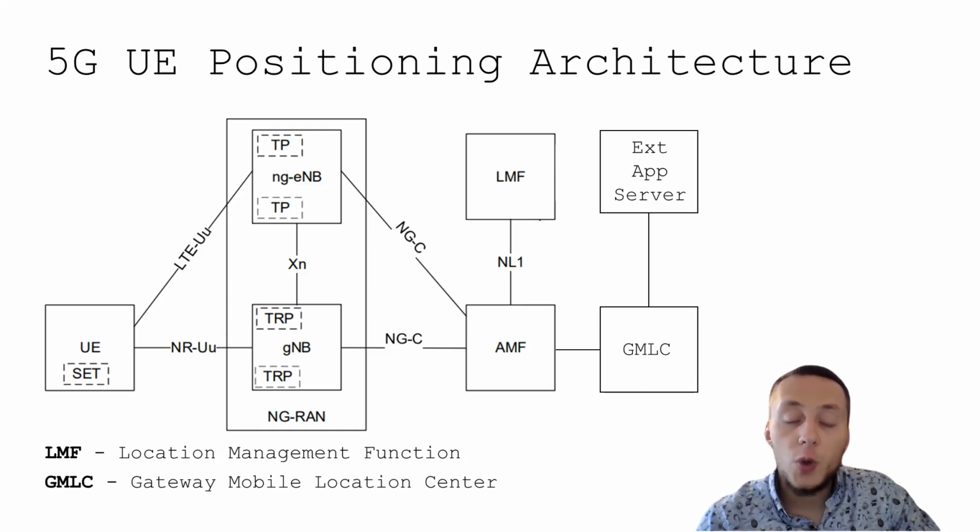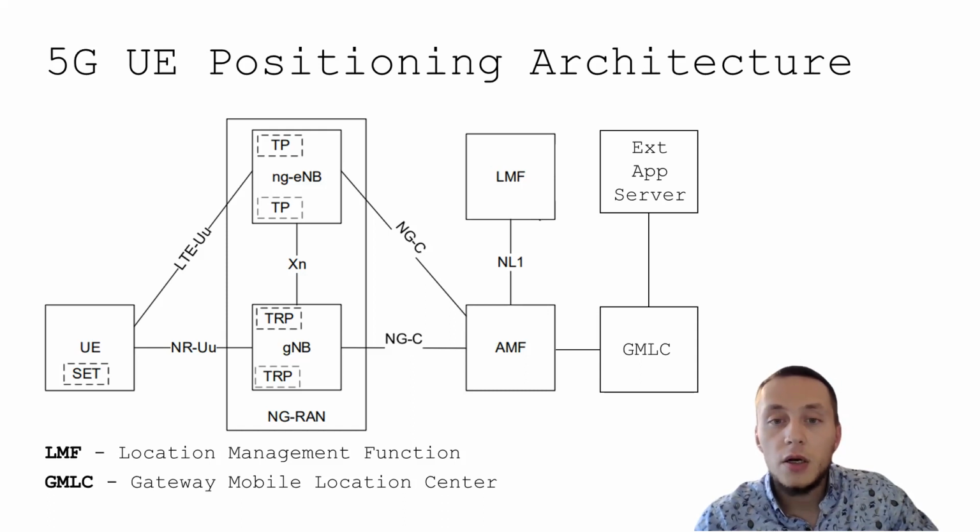And the AMF requests that information from the location management function, because the location management function has a direct connection with the new generation RAN, with base stations, via the NAS interface, via the NAS protocol. So the location management function is aware of any positioning measurements and calculations in the network and may provide that information through the AMF and through the gateway to the external application server.